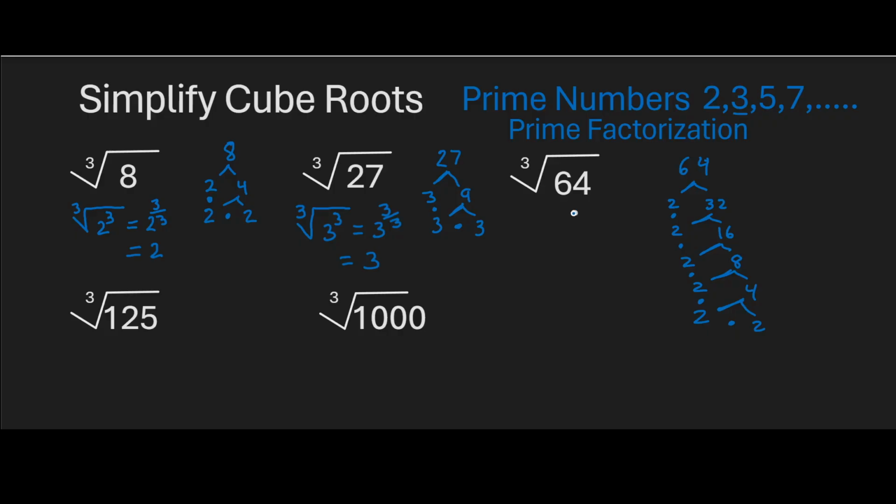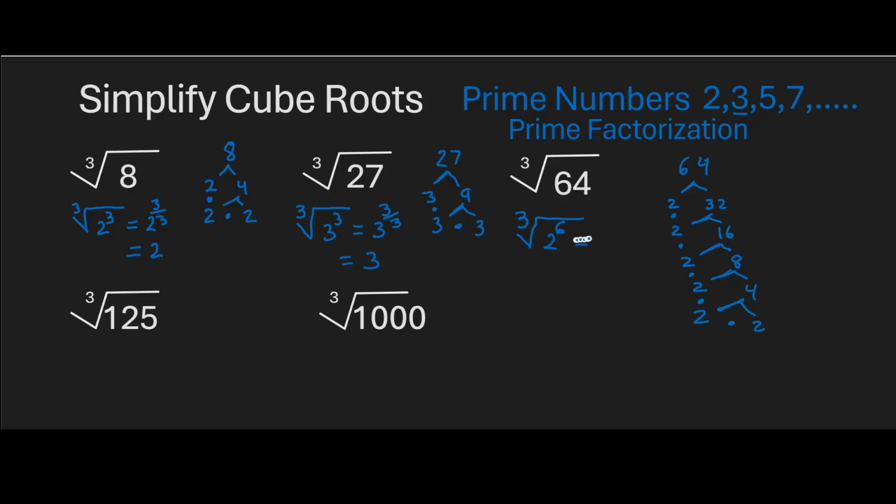64. And now I want to rewrite this 64 using the prime factorization. So I'm going to write cube root, and I'm going to count the number of twos. How many do I have? 1, 2, 3, 4, 5, 6. And because the exponent is going to be 6, I will be able to divide it by 3.